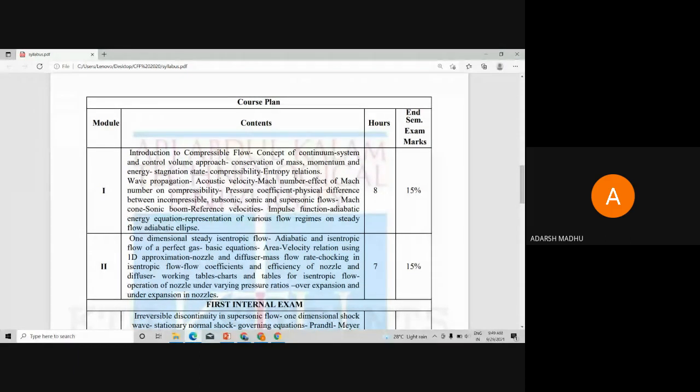Then conservation of mass, momentum, and energy is a derivation. The three main derivations in our first module are conservation of mass, conservation of momentum, and conservation of energy, which means the continuity equation, momentum equation, and energy equation. These are the three equations we are deriving. I am planning to explain one of the derivations, and for the rest of the two I am giving assignments. So you must be very careful and thorough about these derivations. Any one of the three will be asked in your university question paper.